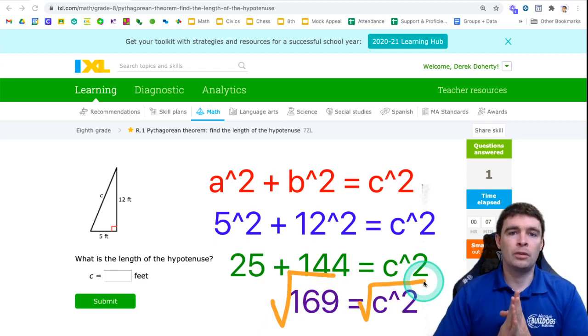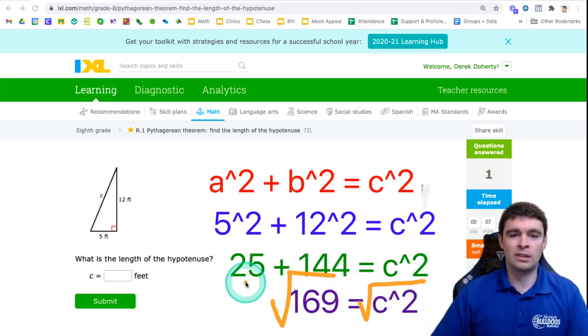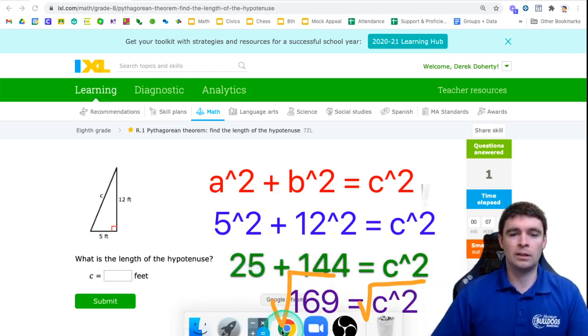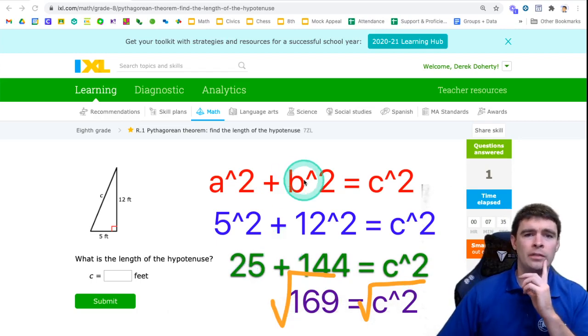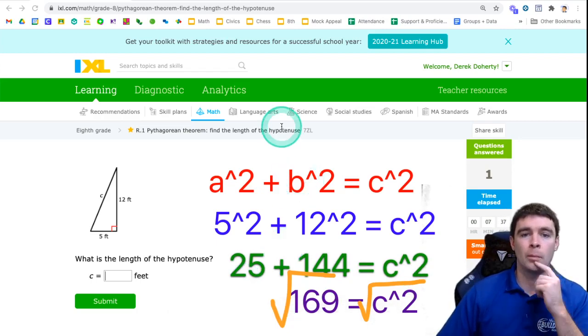When I take the square root of 169, if you're not sure what that's going to give you, you could plug that into a calculator, and we're going to show you quickly here how to find the square root on your calculators for Chromebooks.